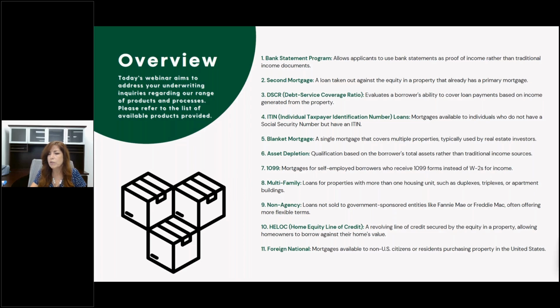Can asset depletion be used for a primary, second home and investment? Yeah, it can be used for that. So we do allow the asset depletion income to be used for those different purposes. So yes, we can.